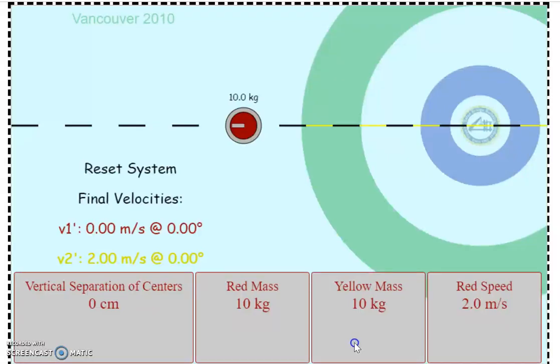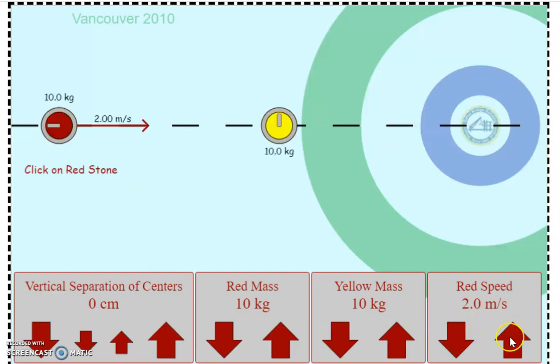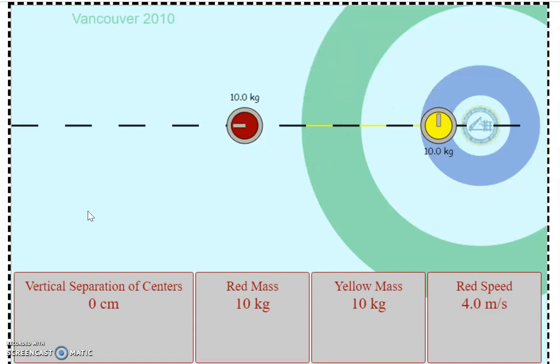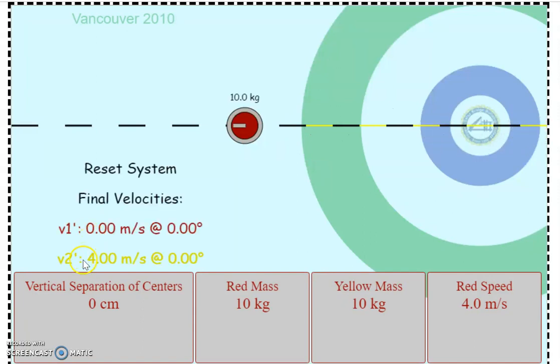But what if I change the speed? Let's bump this up to, let's do 4. The computer's going to freeze for a moment. Let's see what happens here. And sure enough, 4 meters per second. So in the first trials, you should find that everything is verified perfectly.